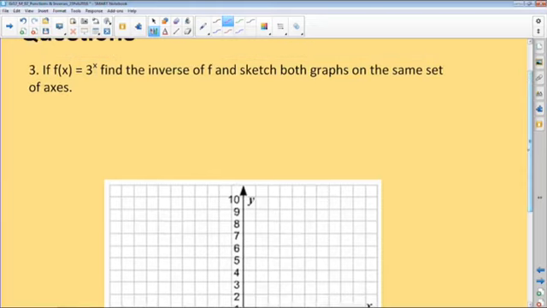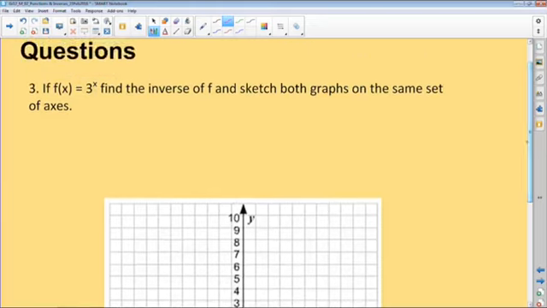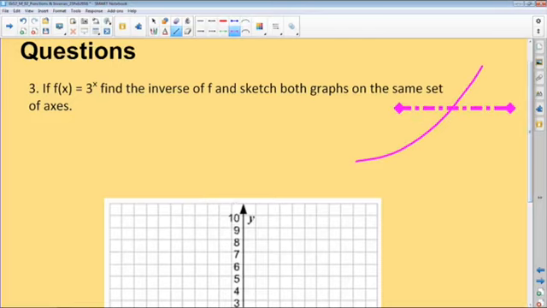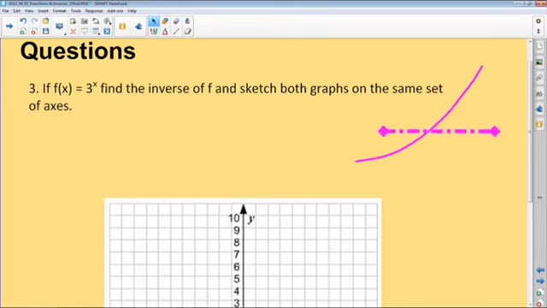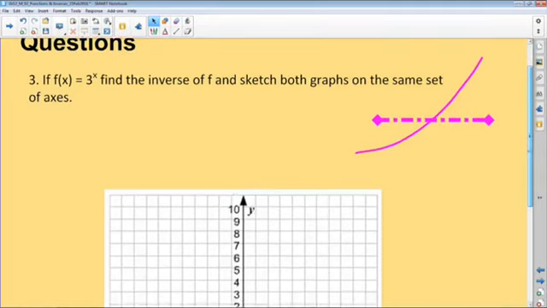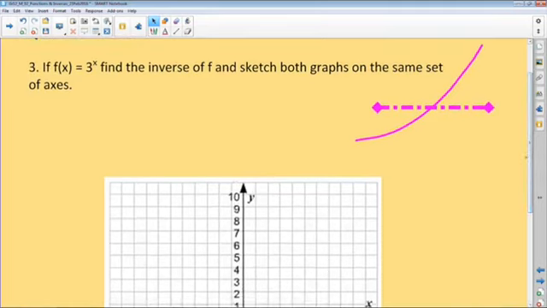How do I know that both graphs are going to be functions? Well, we know that 3^x, you know the shape of that looks like that. And if you were to get a vertical line and a horizontal line and run it through this exponential graph, you will see it only cuts it at one point. So that means it's a one-to-one function. Therefore, the inverse will be a function, so I don't need to restrict the domain. Okay. So if f(x) is equal to 3^x, find the inverse of f and sketch both graphs.